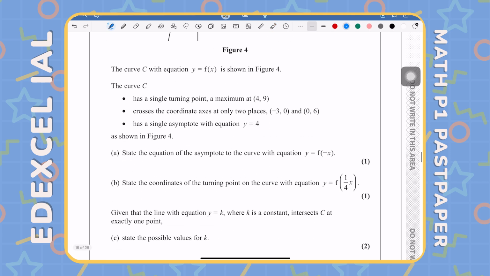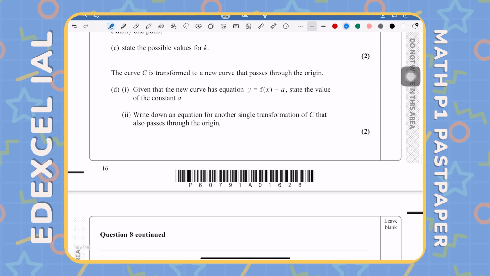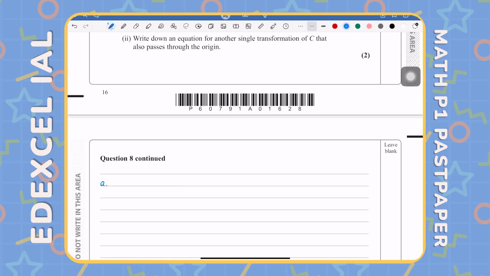So the answer to part A, how many marks is it? It's a 1 mark question. It's just a tricky one. And that is y equals 4 only. What I'm writing in the brackets is for your understanding only: because it's reflected in the y-axis, the equation of the horizontal asymptote remains unchanged.